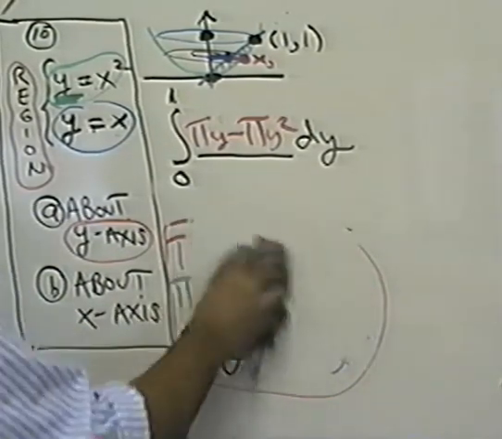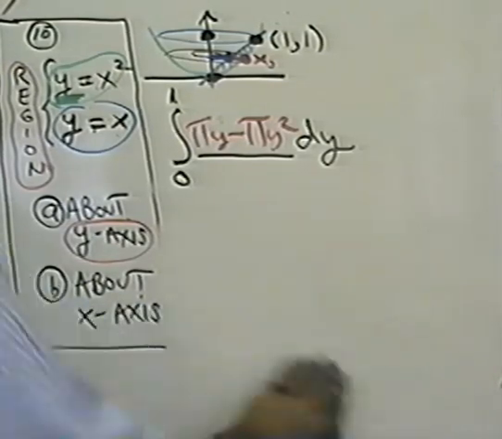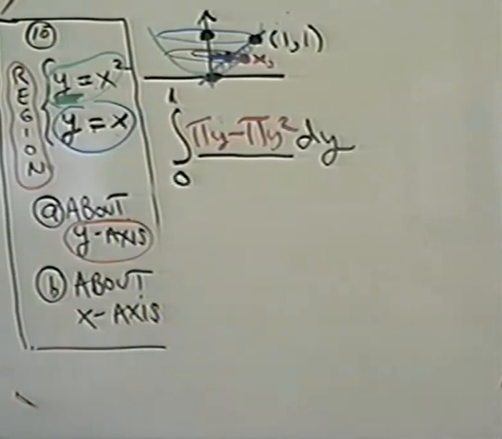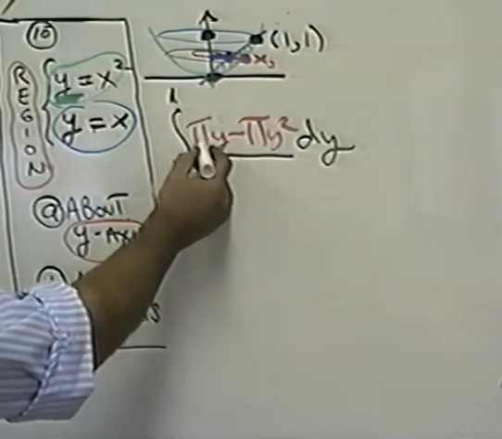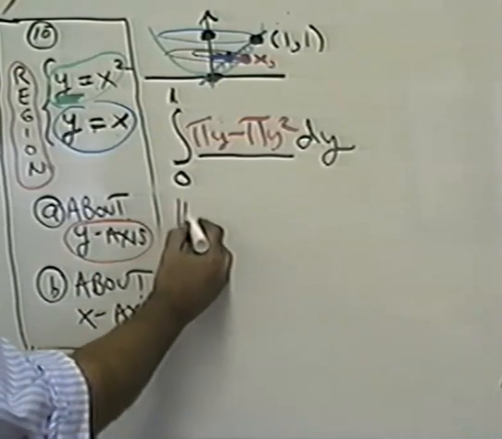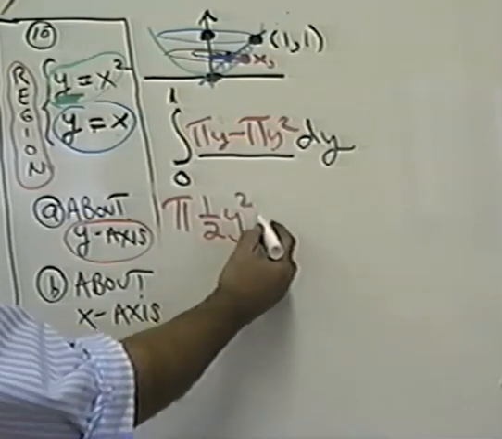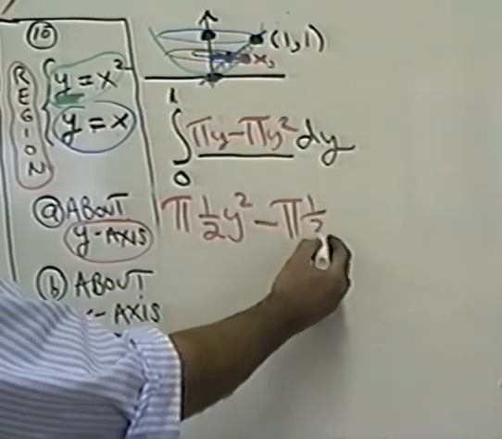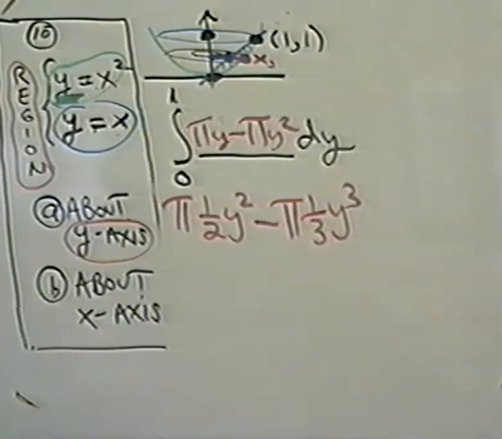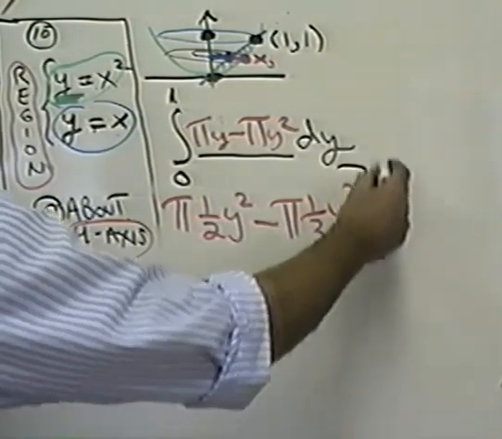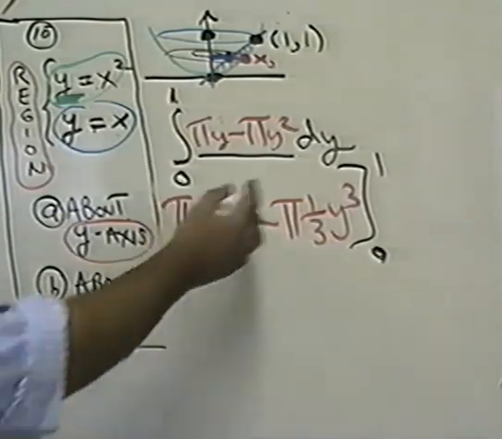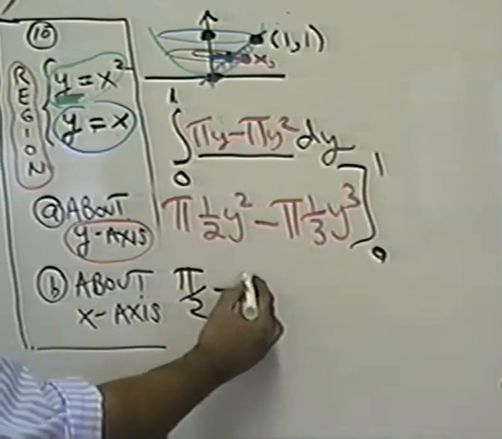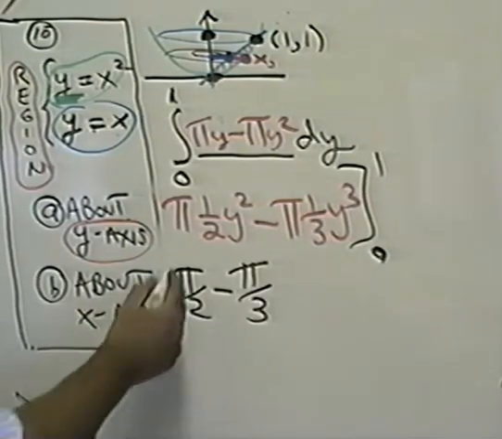Notice we had to turn the values into y's, the radius values into y's, because the integral was a y integral. Okay, now pi is like a number, so you got pi y, that integrates as pi 1/2 y squared, and pi y squared integrates as pi 1/3 y cubed. We're now ready to plug in the two values, 0 and 1. We plug in the 1 and we get pi over 2 times 1 minus pi over 3 times 1.